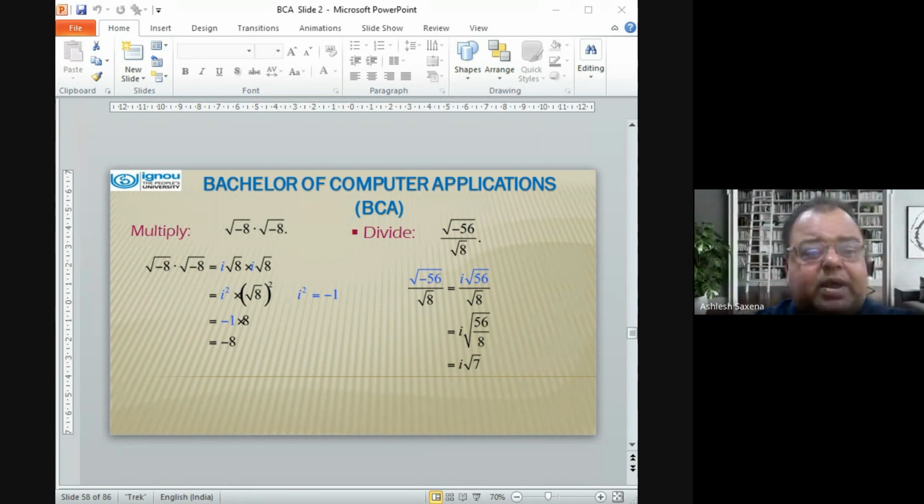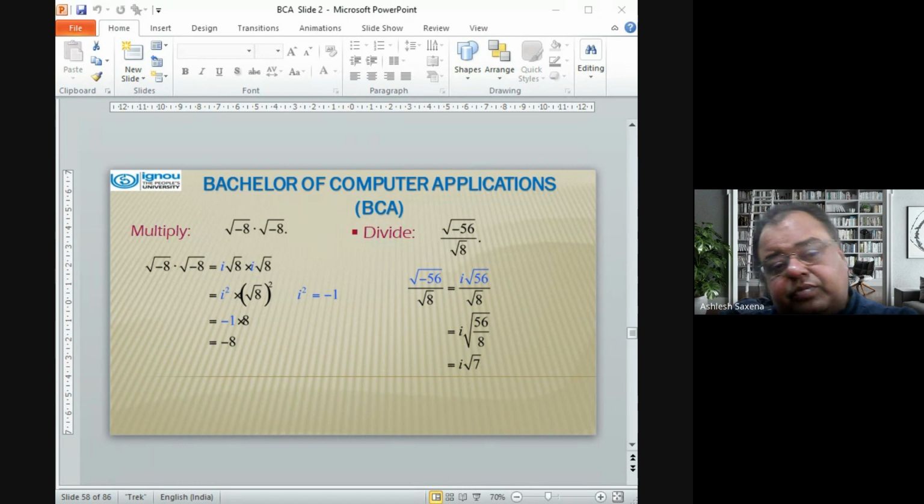So it will become i square under root 8 whole square. Iota square is minus 1. You will get minus 1 times under root squared, the under root will be removed, so you will be left with 8. That is minus 1 into 8, which is minus 8.